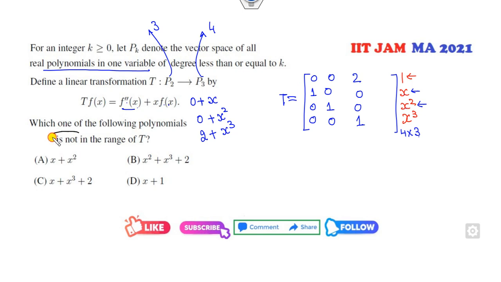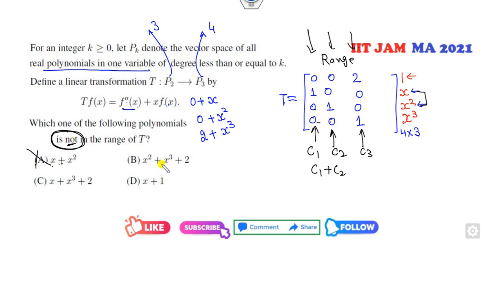Which of the following is not the range of the T? Fine. Okay, what is this? It is my range always. Look at it column wise, it is my range always. X plus x square: if I say this is my C1 column, can you add or subtract any of the columns so that you can get x plus x square? You can see if I add C1 plus C2, 0, x, x square, 0. You can get this one, but we need a not. So this option is cancelled.